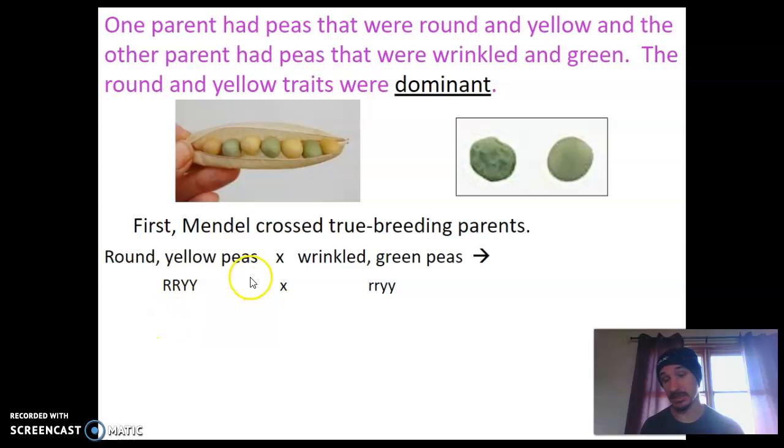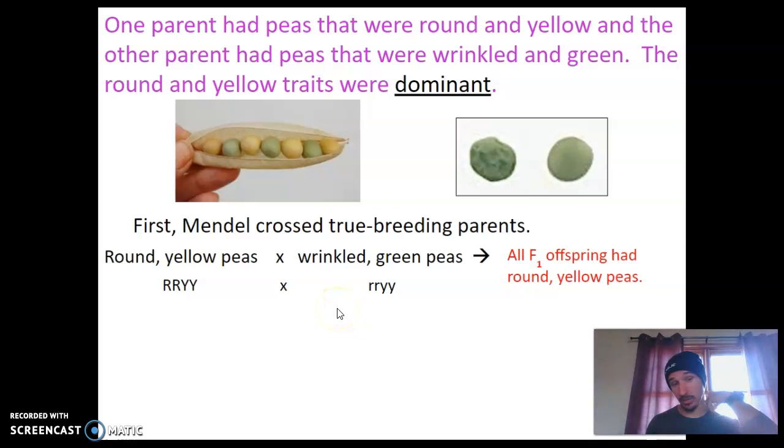You can write it like this: capital R, right? Because they're true breeding, they have to be homozygous. So capital R for round, capital Y for yellow, two little r's for wrinkled, and two little y's for green. And he got all the F1 offspring were round yellow peas. Now this told him immediately that round is dominant to wrinkled and yellow dominant to green.